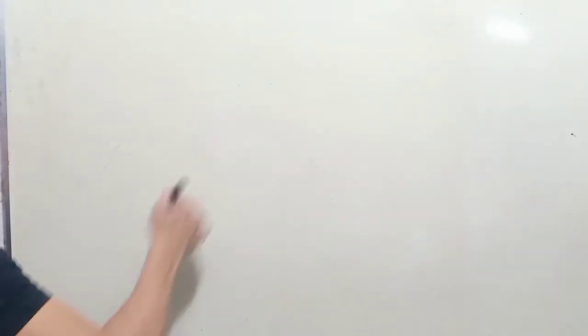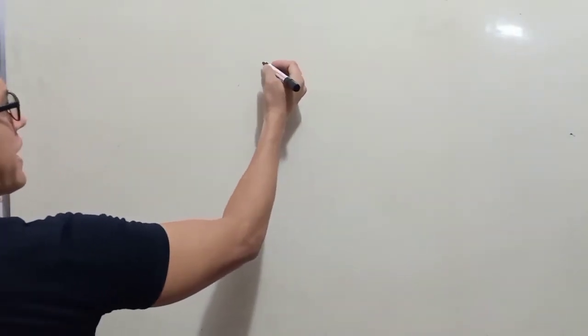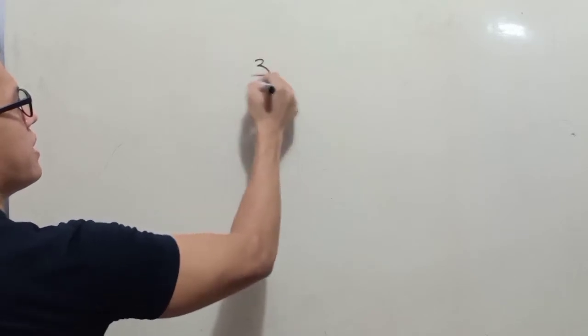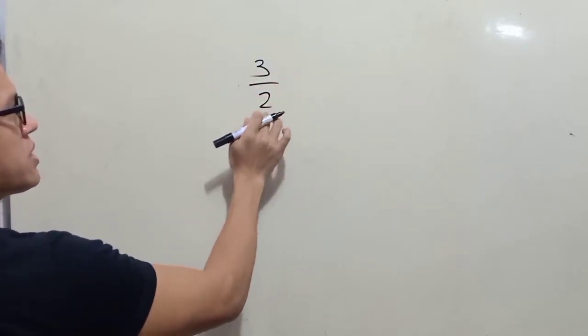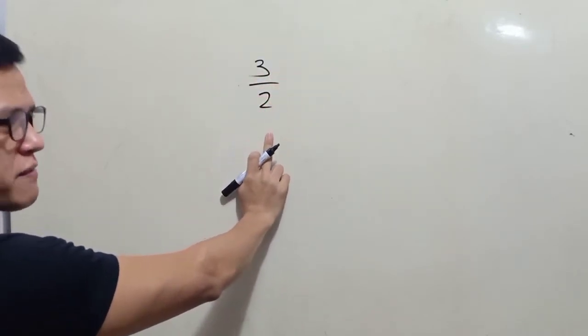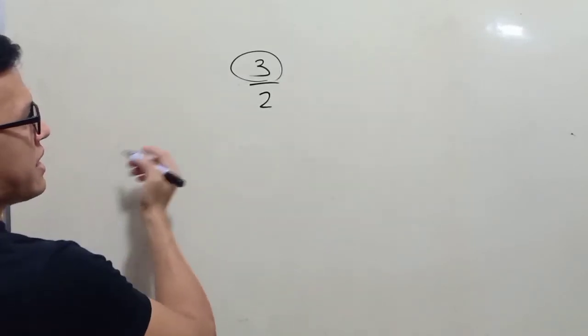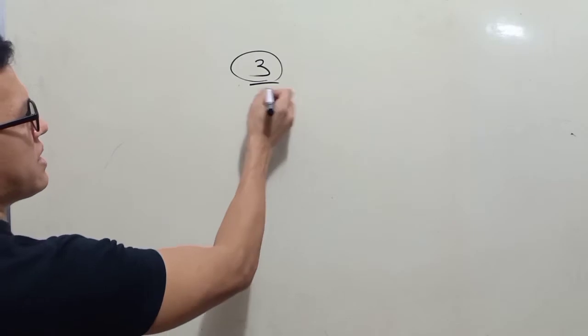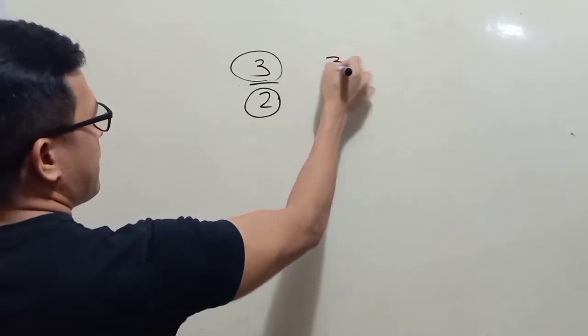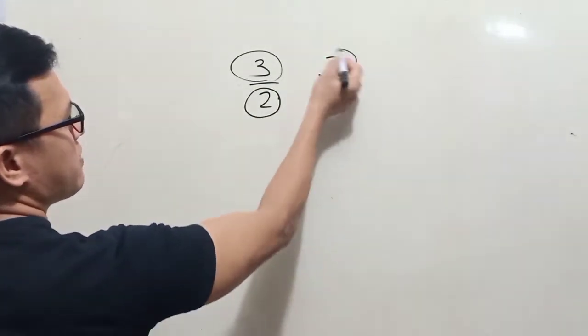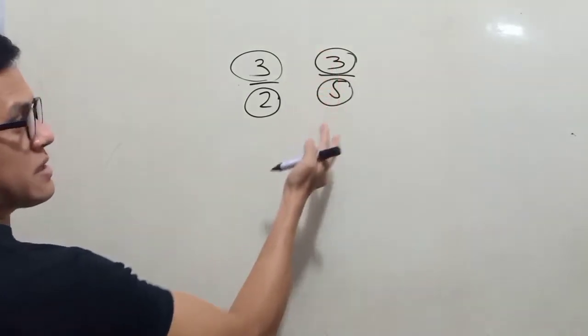Okay, so first, we have proper and improper fractions. We have 3 over 2. So this is an improper fraction. Improper is because the numerator is bigger than the denominator. But if you have something like 3/5, the numerator is smaller than the denominator, so that's a proper fraction.